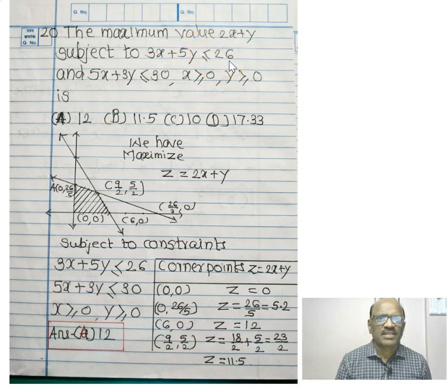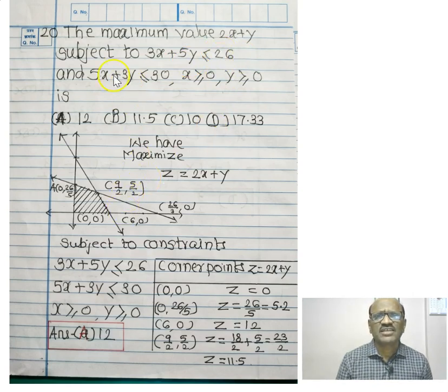Now see this. Again, draw the rough figure. For 3x + 5y less than or equal to 26, as this line touches the x-axis, y is equal to 0. Therefore, x is equal to 26/3. Now this is my coordinate. When this line touches the y-axis, x coordinate is 0, that is 5y is equal to 26. Therefore, y is equal to 26/5.